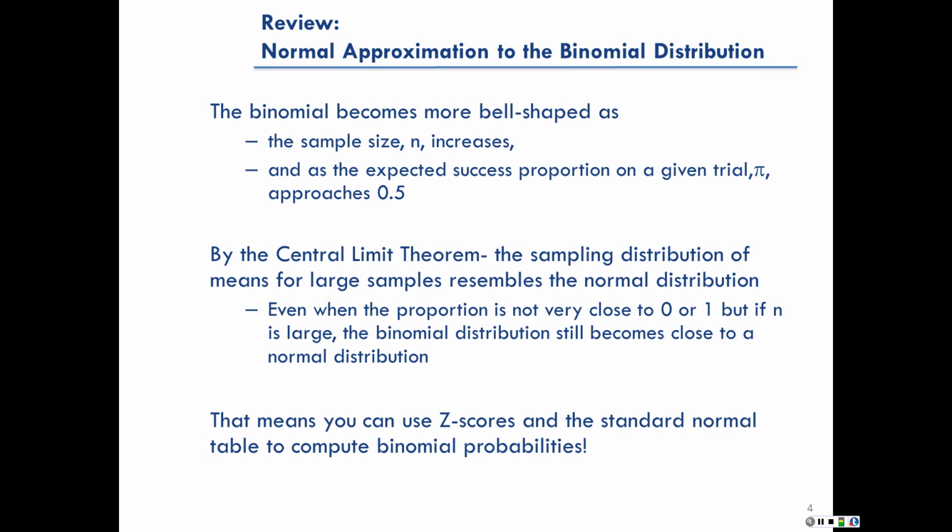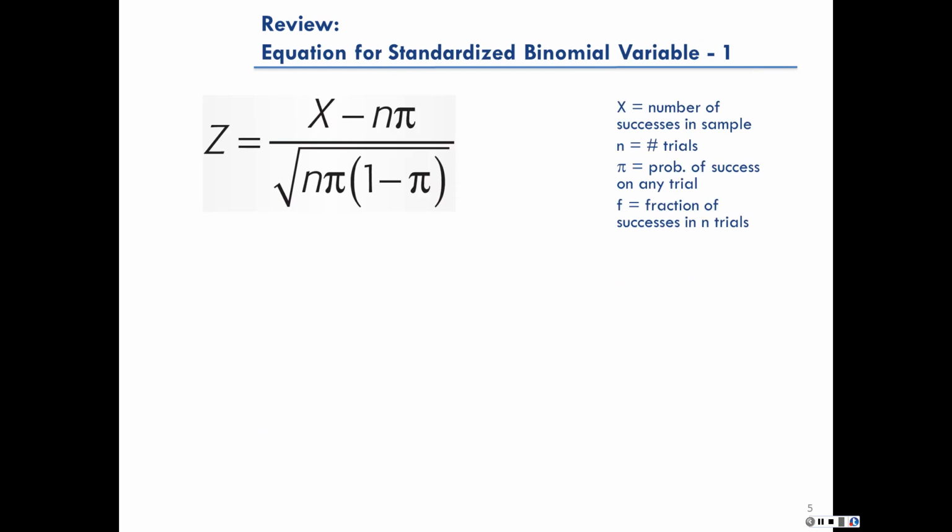By the central limit theorem, the sampling distribution of means for large samples resembles the normal distribution. So when it comes to proportions, even if the proportion is not very close to 0 or 1, if n is large, by which we mean 30 or more, the binomial distribution still becomes close to a normal distribution. What all this means is that you can use z-scores and the standard normal table to compute binomial probabilities. And that's what we're going to be doing.